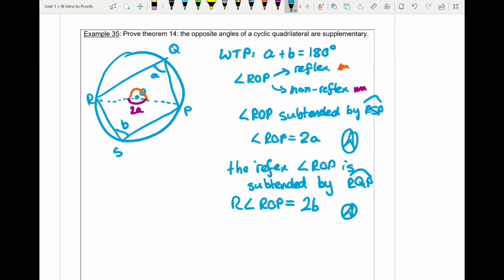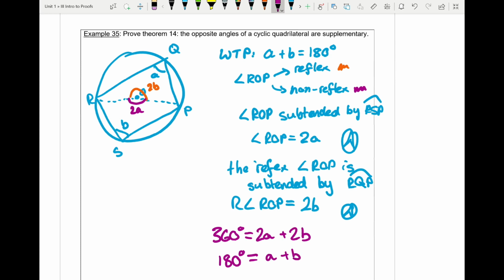So what we get here is the reflex, which is equal to 2B, and the non-reflex, which is equal to 2A, have to add up to 360 degrees, because the reflex and the non-reflex counterpart are going to add up to the total of the revolution. So 360 is equal to 2A plus 2B. We can take out a factor of 2, divide through by it, we get 180 degrees is equal to A plus B. So there we have it.